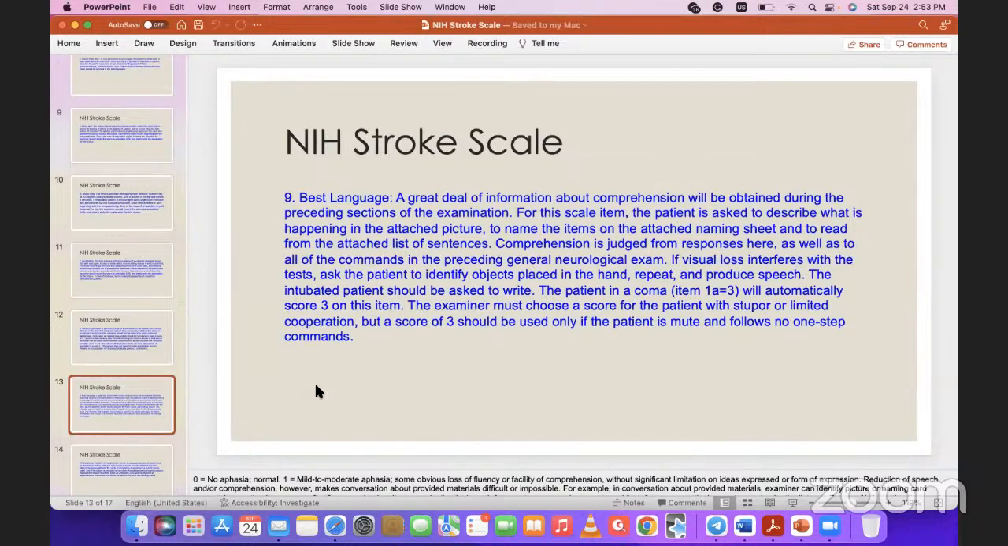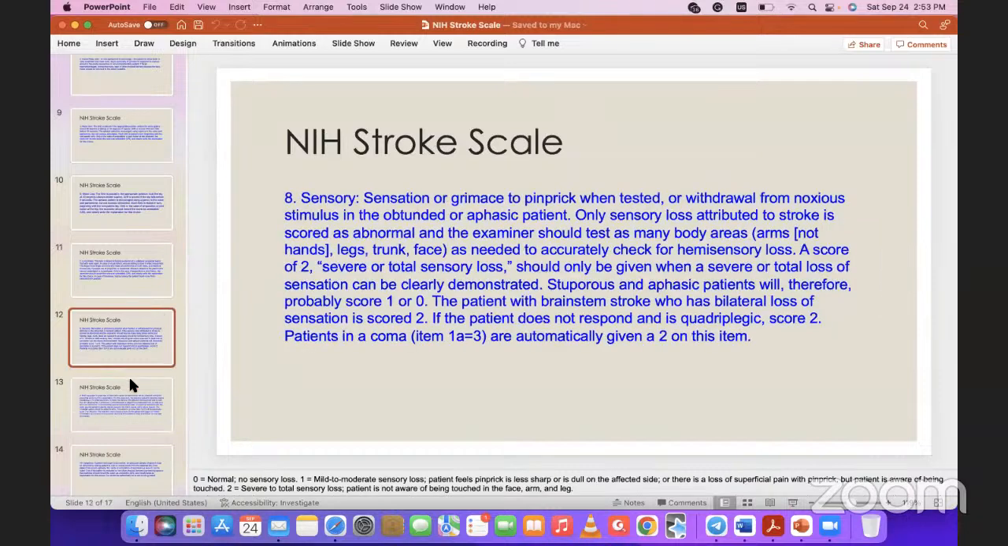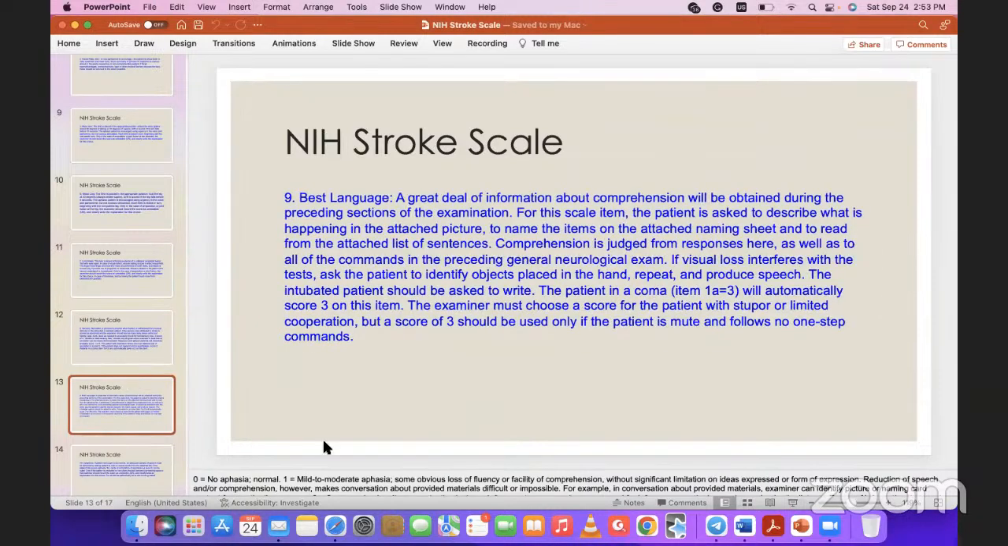The best language, number 9, the best language. I have to ask the patient, for example, about a picture or about a name. And if the patient is blind, I will give him some object to identify by his hand, and to identify this object.